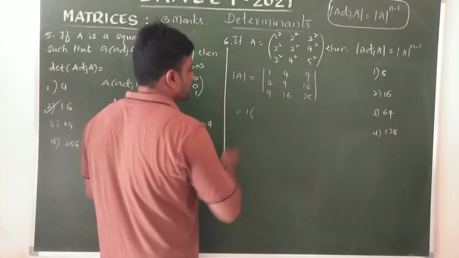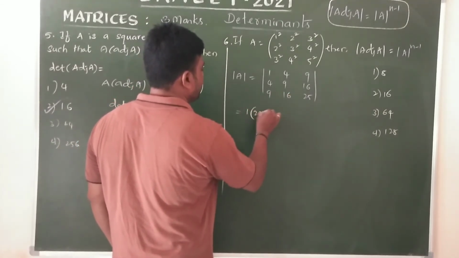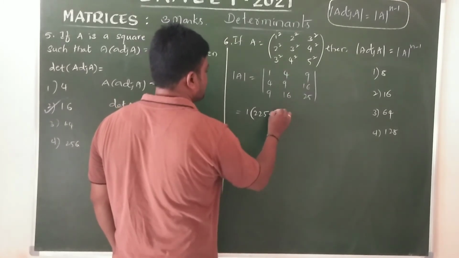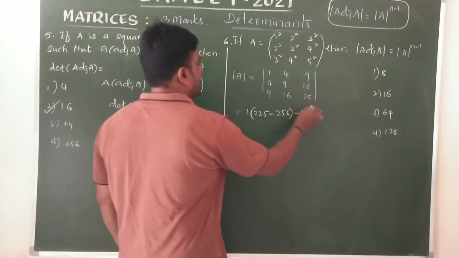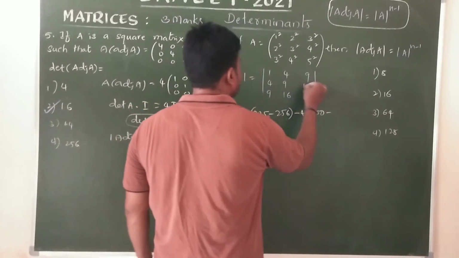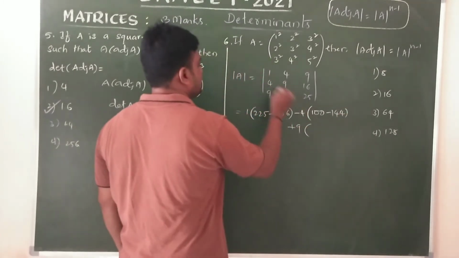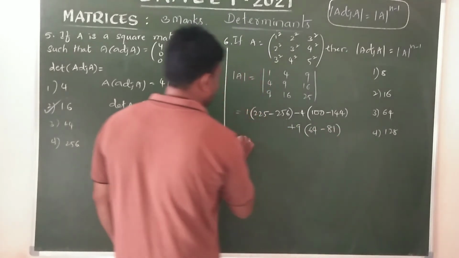So 1 into what? 9 into 25, 225, minus 16 into 16, 256, and minus 4 into 100 minus 9 into 16, 144, plus 9 into 16 4s are 64 minus 81.